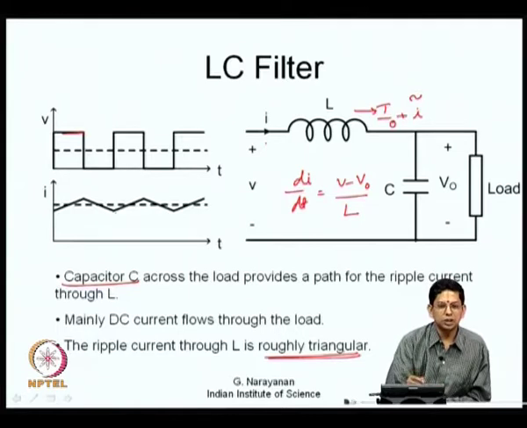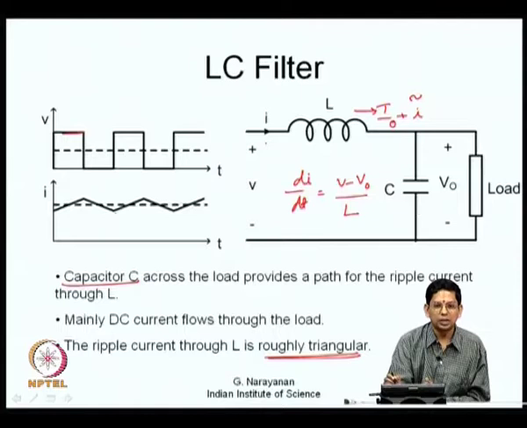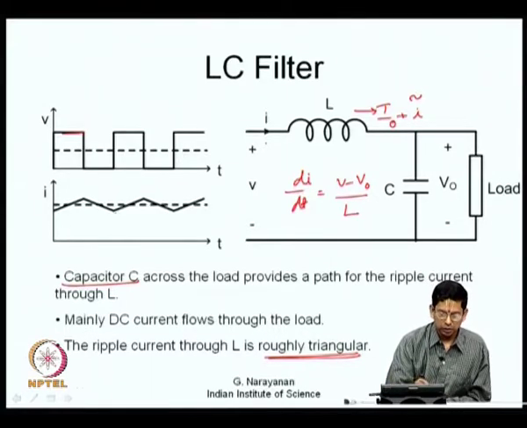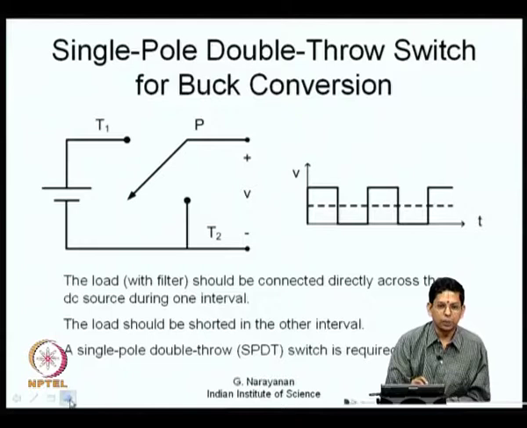This is a much improved waveform. We are slowly moving towards what is really the ideal condition. It is almost direct current that flows through the load, and the voltage across the load is also almost DC. So, the filter is able to do this now. So, now let us move on to the other portion, the buck converter.